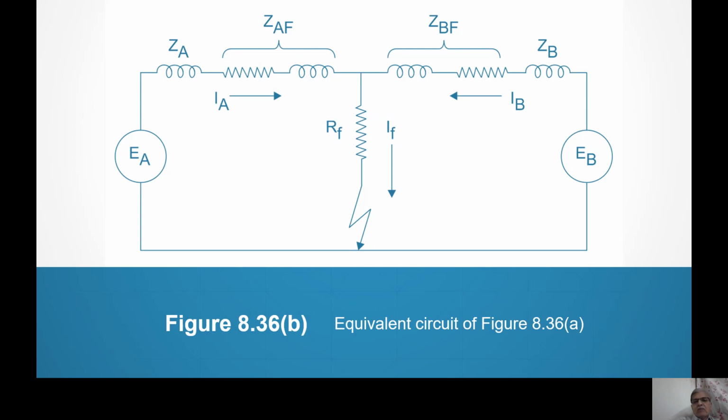At F, the fault occurs. So ZAF is the impedance from generator A to fault F, and similarly ZBF is the impedance from generator B to fault F. But as we have already talked about, when a fault occurs, the fault resistance is involved. So the fault current IF, IA plus IB, that is IF, is passing through RF. Now that troubles us. That is the culprit.